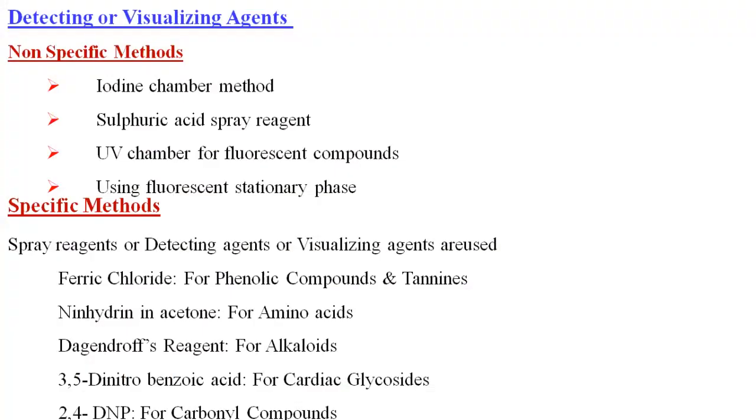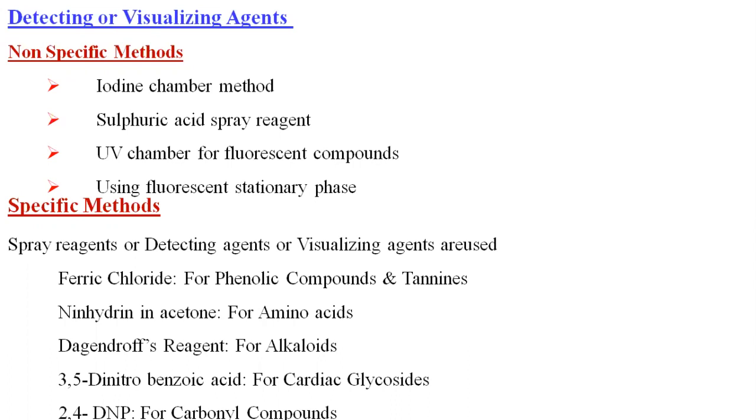After the spots are developed, we are still unable to identify them. After the solvent has traveled up to three-fourths of the paper, we have to remove the TLC plate from the TLC chamber. Then we have to dry it for some time. After drying, we spray some reagents to detect the place where the compounds are separated.